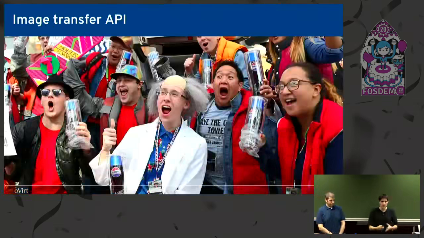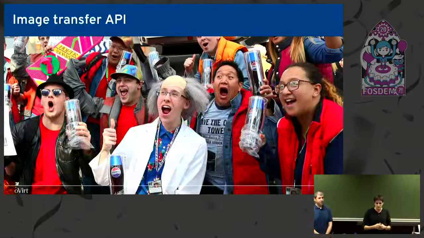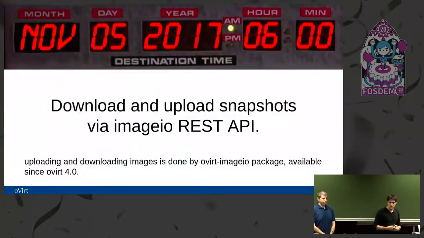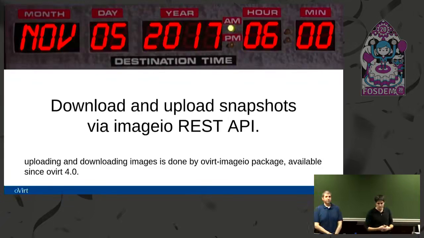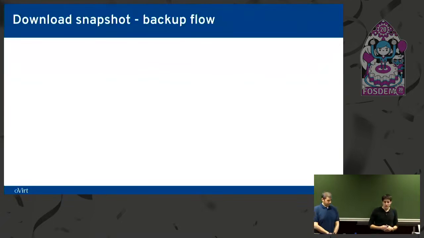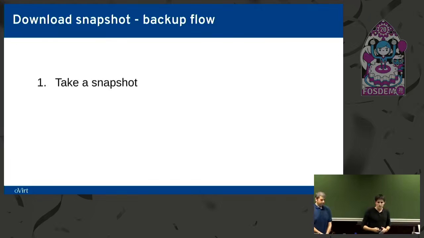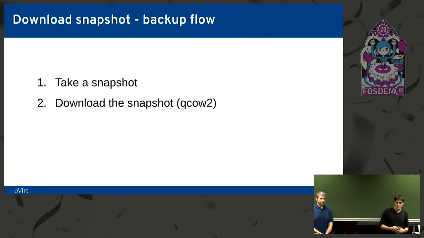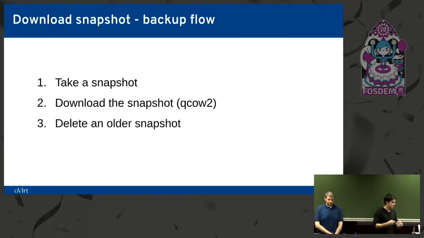Fine, let's move forward in time. We have a newer way: the image transfer API. If some of you were in the BearOS presentation, they're using this as their backup solution. So the year is 2017. You can now download and upload snapshots using the Image.io REST API. Image.io is a sub-project in oVirt to communicate with the engine and download and upload disks from the oVirt engine to your environment. It was introduced in oVirt 4.0. So how is the flow going to look? You just, of course, need to take a snapshot. When the snapshot is ready, you download the snapshot as a QCOW disk. Once you're done, you can remove the oldest snapshot.